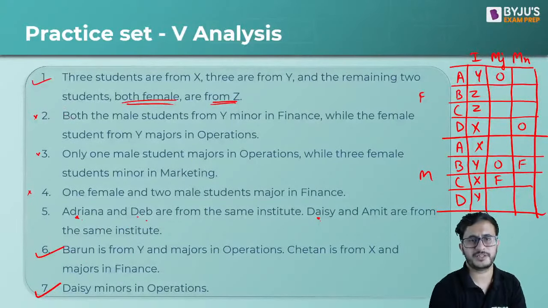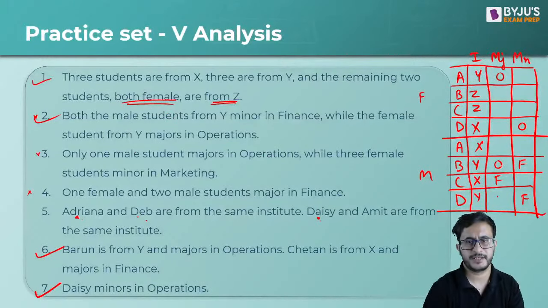Now we will come to these statements. Okay, both the male students from Y minor in finance, so this is the one male student, the second male student is this, minor in finance. Okay, so this is done. Only one male student majors in operations, so this is done, right, while 3 female students minor in marketing, so this is minoring in operations, so these 3 will be in marketing.